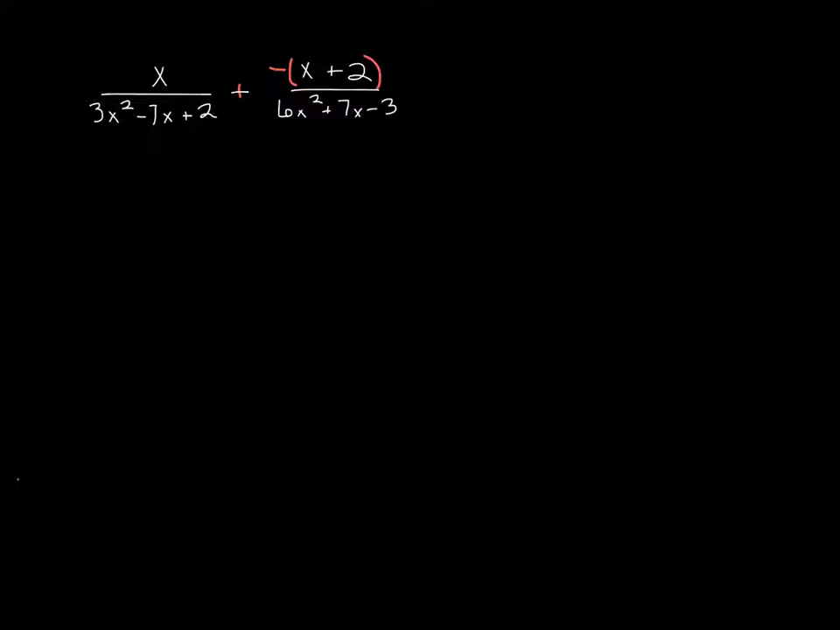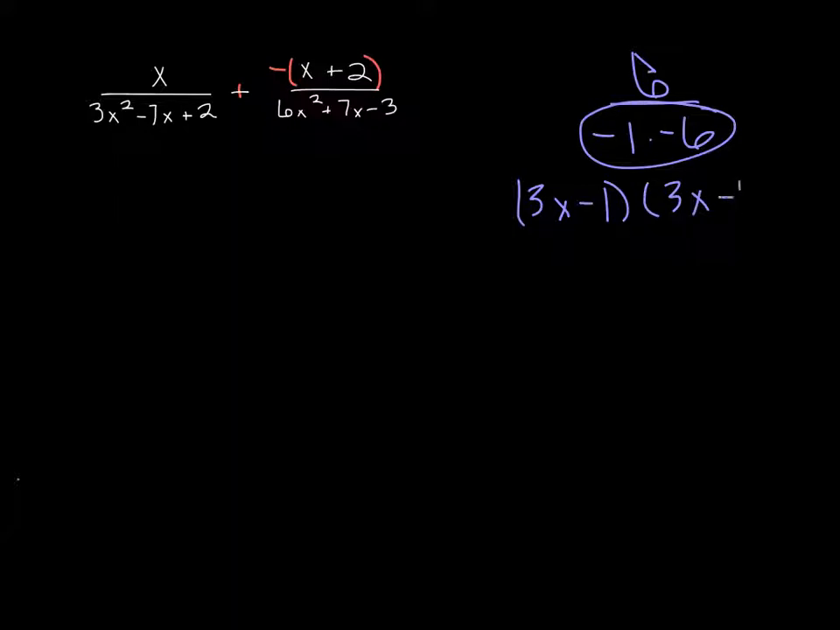So the first group, 3x squared minus 7x plus 2, a times c is 6, and it's positive. So all of the signs are negative, just like b. So negative 1 times negative 6, that works. That gives me negative 7. But don't forget about the 3 in front of x squared. So 3x minus 1 and 3x minus 6. Then we divide both of these by 3. So 3x minus 1 and x minus 2.